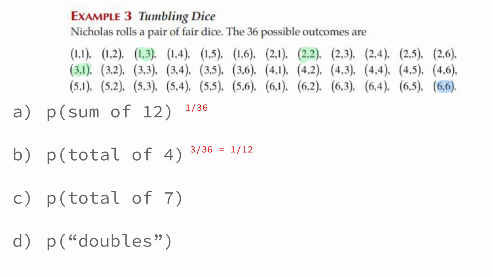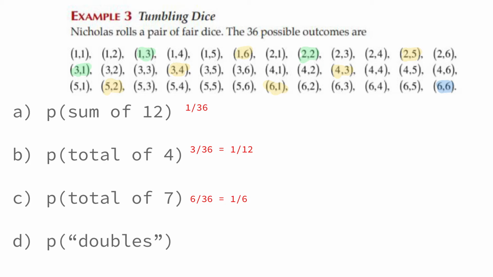What about a total of 7? So it's going to have to add up to 7. So we'd have this one. We would have this one. We would have this one. We would have this one. We would have this one. And then we would have this one. So that is a total of 6 out of 36, which reduces down to 1 out of 6.